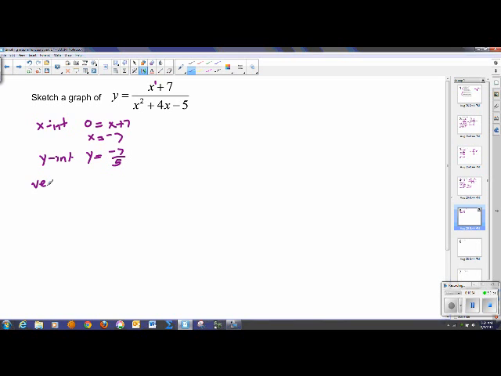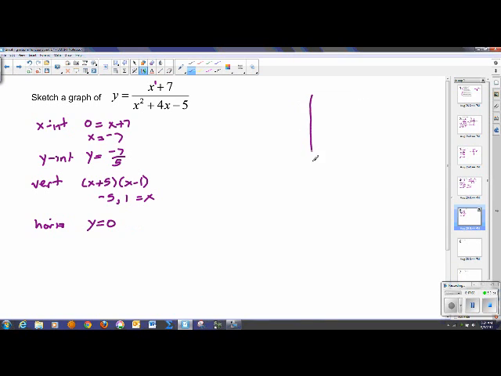Vertical asymptote: I notice the denominator factors, so that's going to be x plus 5, x minus 1. Therefore, -5 and 1 are going to be the lines of my vertical asymptotes. For my horizontal asymptote, we have the rule that states when the degree of the numerator is less than the degree of the denominator, y equals 0 is my horizontal asymptote.